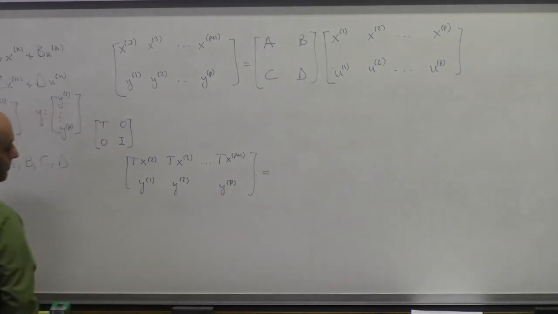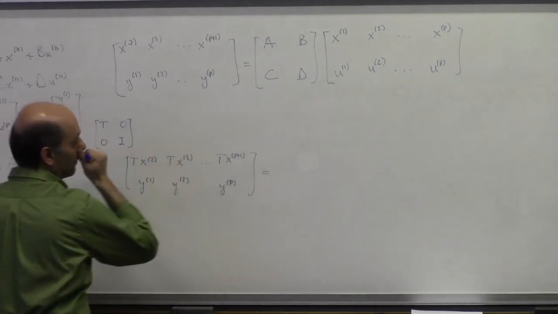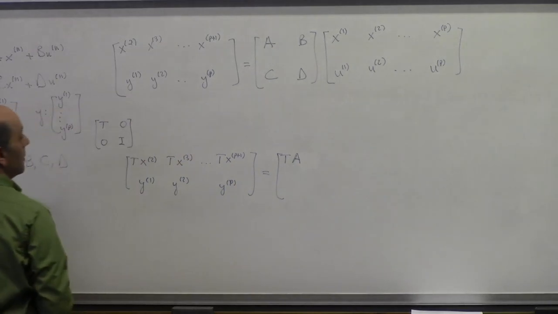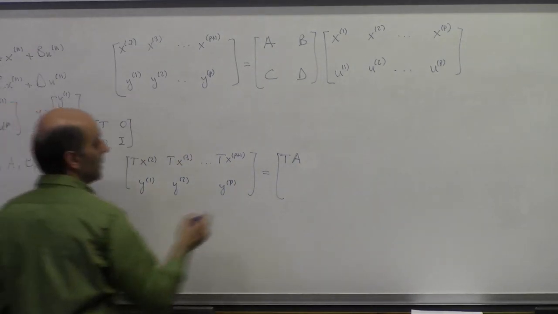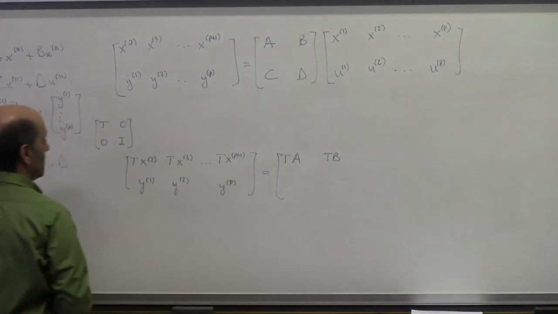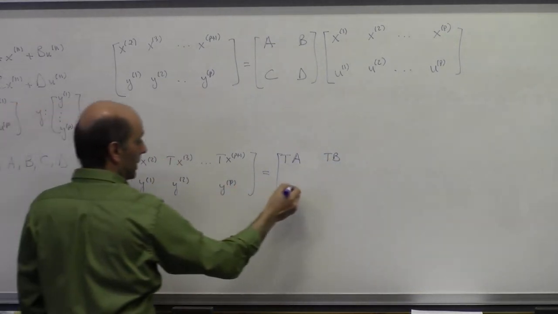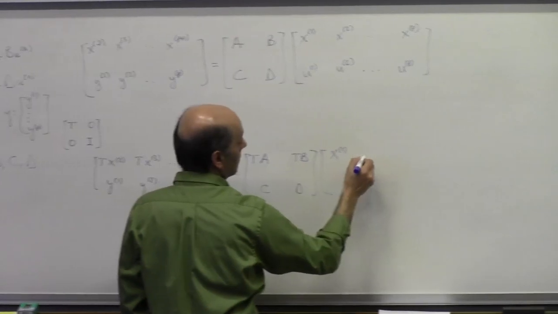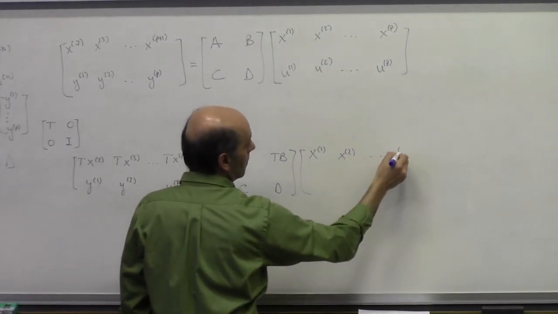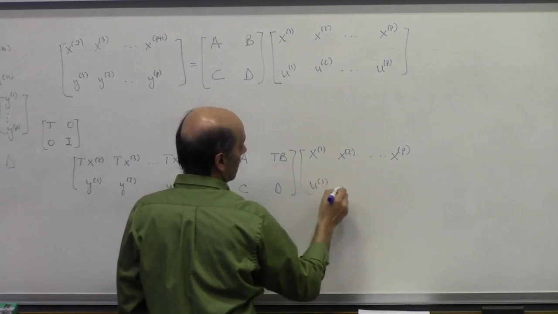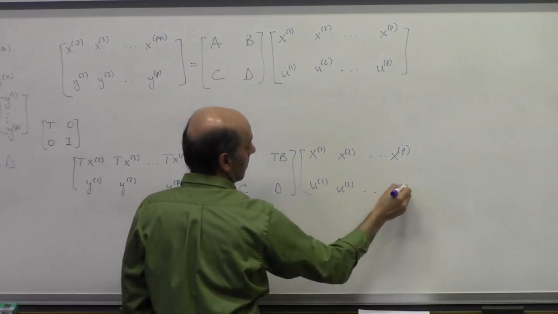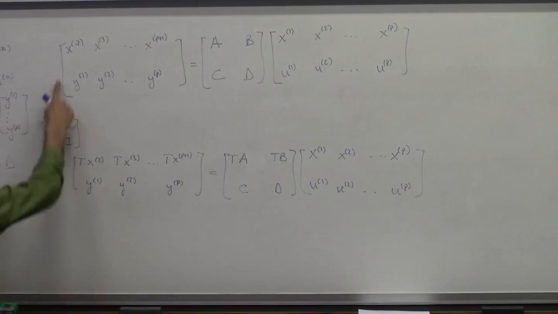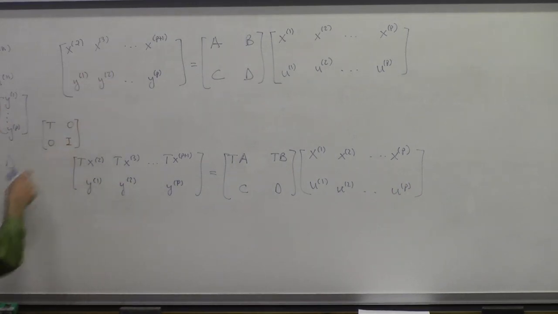It's going to be equal to, this matrix also has to be multiplied to the right side of the equation. That becomes t times a plus 0 times c, and then t times b plus 0 times d, 0 times a plus I times c, and then the d here. So I multiply this on the left side and right side by this matrix.